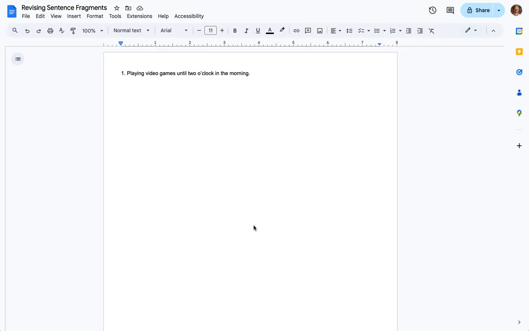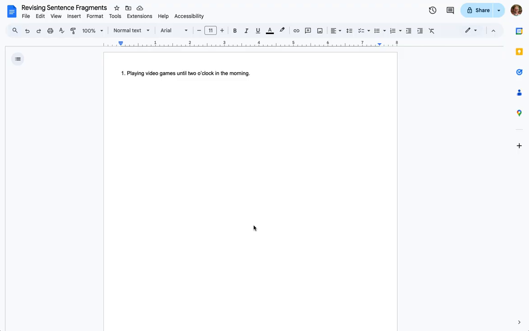Playing video games until 2 o'clock in the morning. Now if you remember our two rules for identifying sentence fragments, the first being we need to find a verb and the subject. The second being we should be able to add "it is true that" to the beginning of this and have it still make sense. We can already tell that this is not a complete sentence. Let's try the first rule. Playing video games until 2 o'clock in the morning. We have a verb, playing, that's an action, but we don't know who or what is playing the video games, so that means that it is missing a subject.